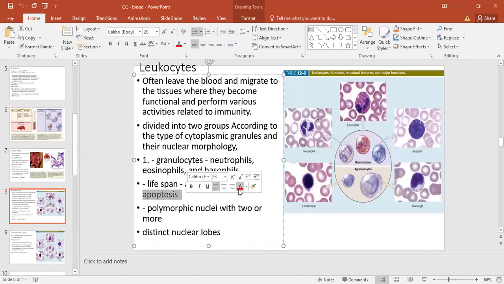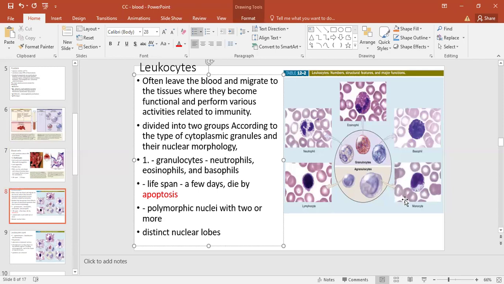Apoptosis is programmed cell death, and when they die, they are phagocytosed by the macrophages in the organs where they die. They have polymorphic nuclei. You're going to notice that the granulocytes will have nuclei with two or more lobes. There are a lot of granules in them, and when you look at the nucleus, it will look like there are either 2 or 3 nuclei, but it is just one with a number of lobes.